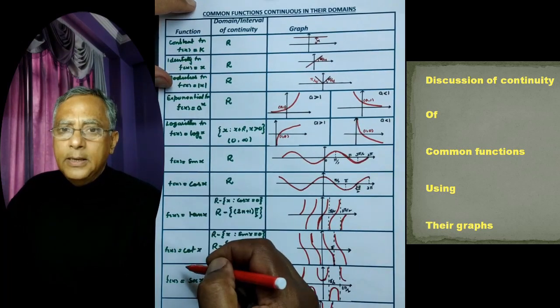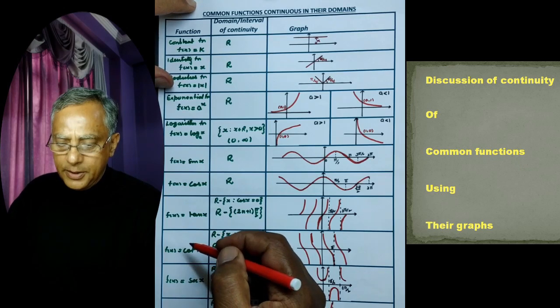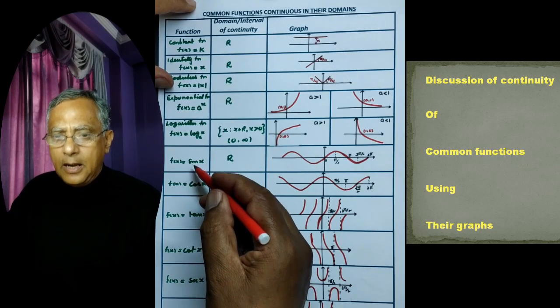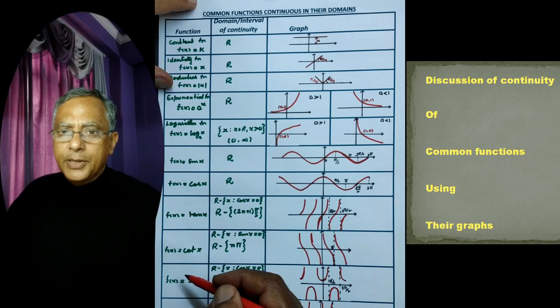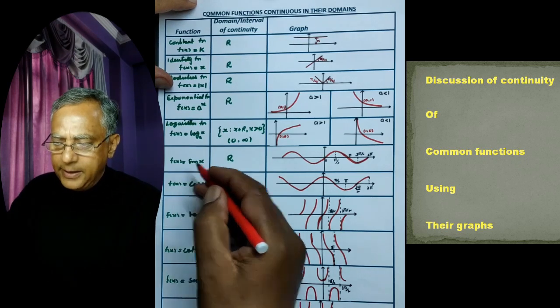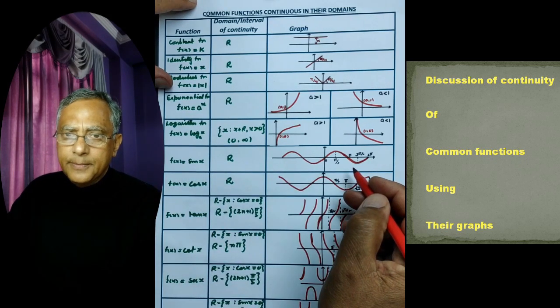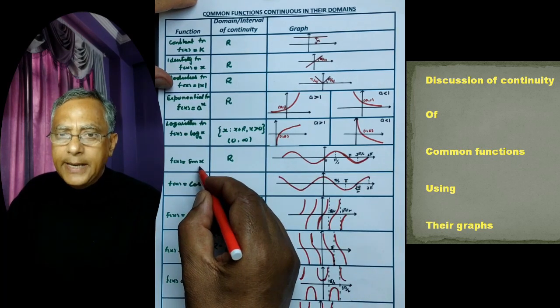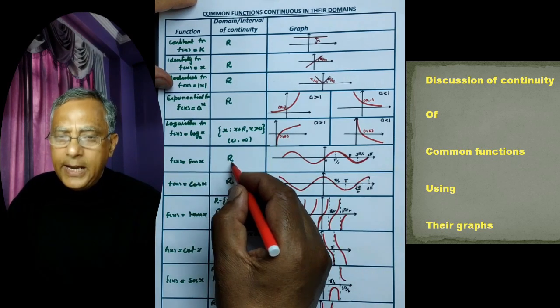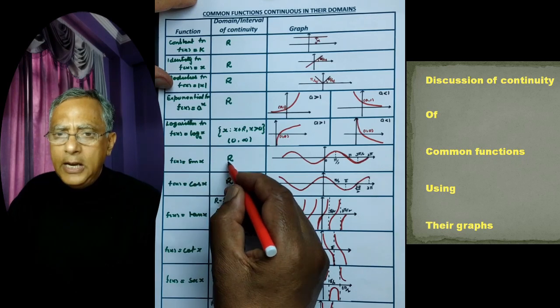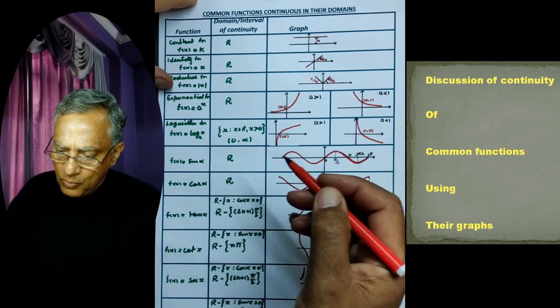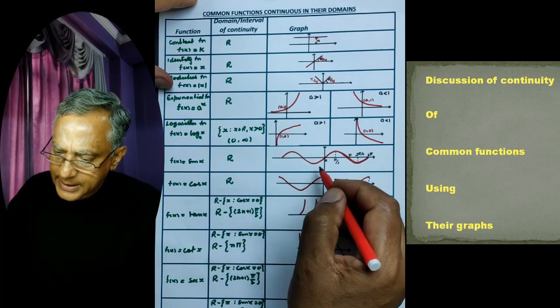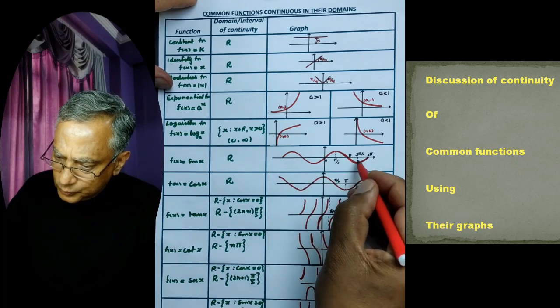Now we come to the trigonometrical functions. We have already studied the graphs of these functions. I will briefly discuss these graphs and continuity of these functions. f(x) is equal to sin x. Domain is whole real line. This is defined for all real numbers. And graph of this function is this.